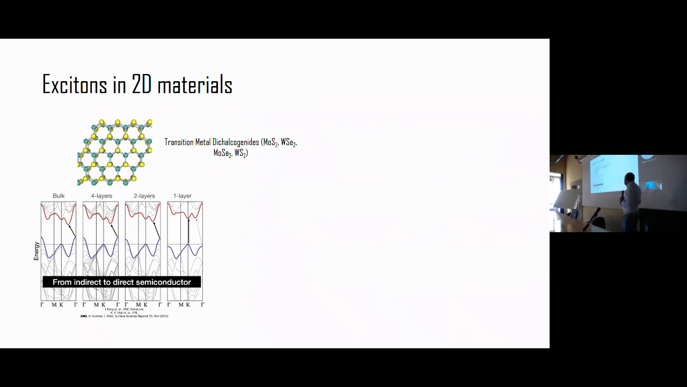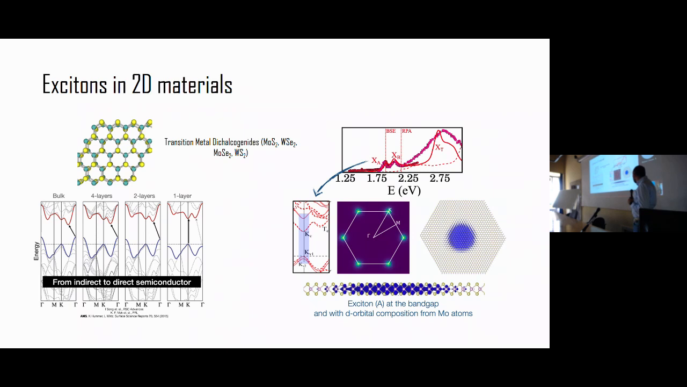Also the 2D materials like MoS2 and the family of transition metal dichalcogenides have a changing character of the gap with the number of layers. This is more or less happening in all the 2D materials, because basically when you start to stack different layers, you change the band structure. And it can happen that you go from a bulk that is an indirect semiconductor to a monolayer that is a direct semiconductor.